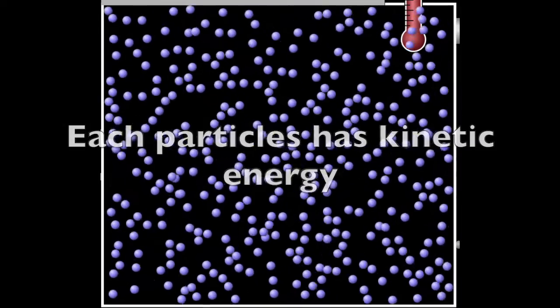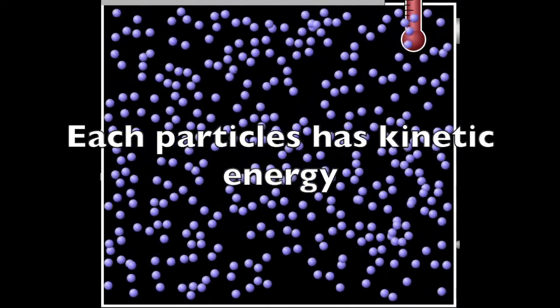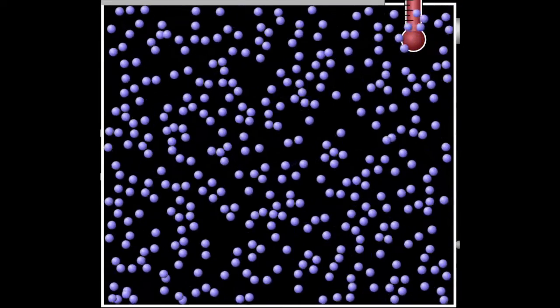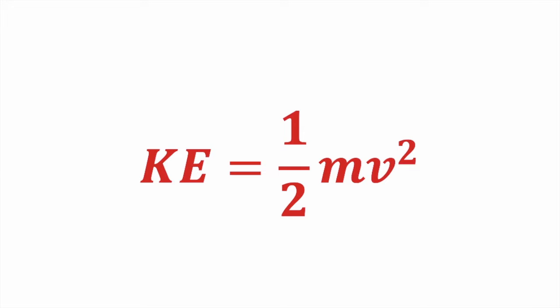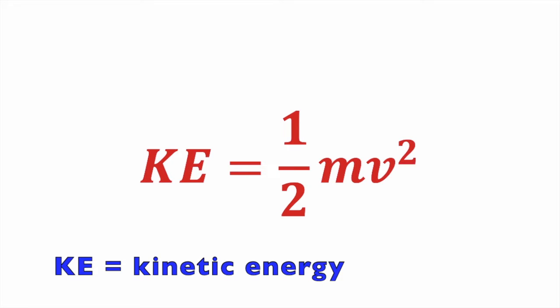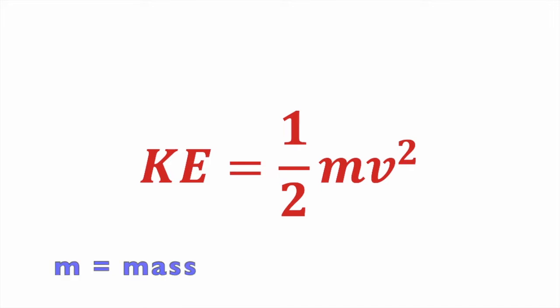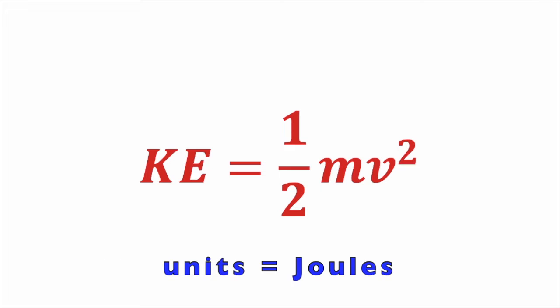Now, each particle of a gas has a certain amount of kinetic energy. The equation we use to describe this is KE equals 1/2 mv squared, where KE is kinetic energy, m equals mass, and v is velocity. The units of this are joules.